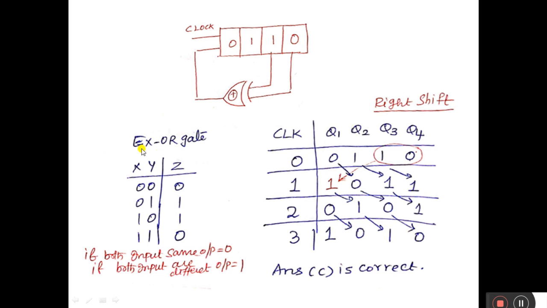This is the truth table for the XOR gate. If both inputs are the same, whether 0, 0 or 1, 1, the output is 0. If both inputs are different, 0, 1 or 1, 0, we get the output 1. Using this property, we can solve this problem. Initially, Q1, Q2, Q3, Q4 are 0, 1, 1, 0. Now, after applying the first clock pulse, this 1, 0 is connected to the XOR gate. If inputs are different, the output equals 1.